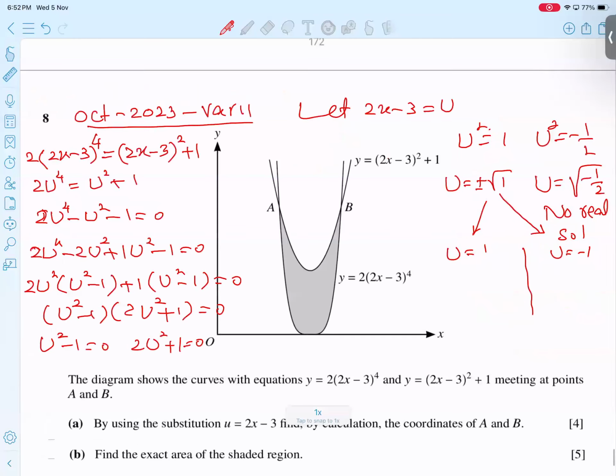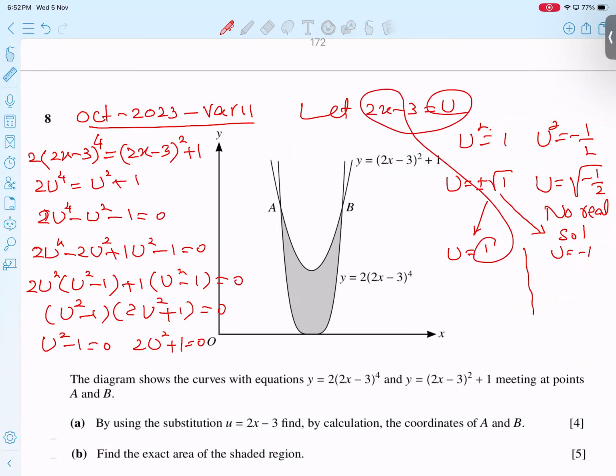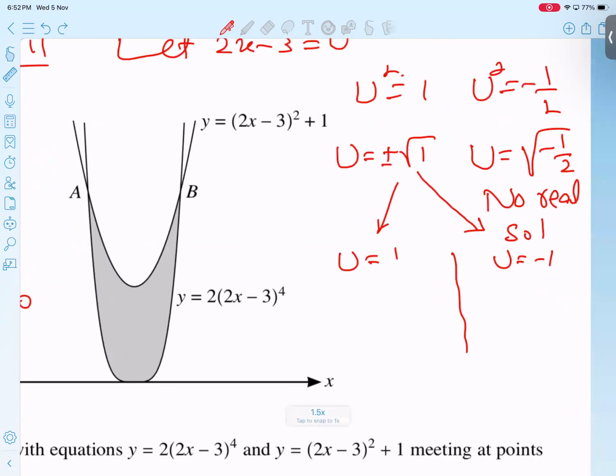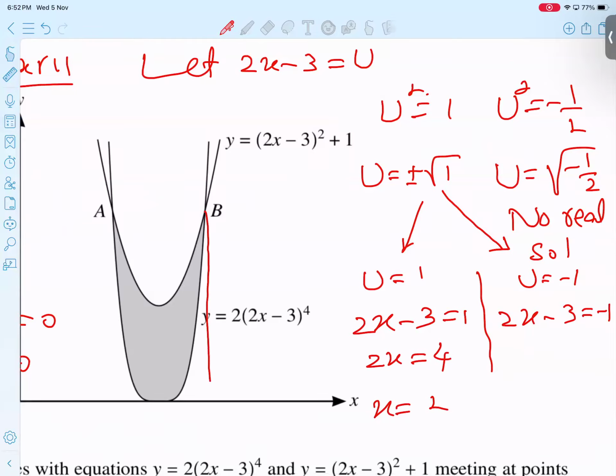Now, the game is not finished. Both values I will plug back into this equation to get x, because our main job is to get x. So when 1 comes in the place of u, I get 2x minus 3 is equal to 1 and 2x minus 3 is equal to minus 1. So 2x is equal to 4 and x becomes 2. So I can say upper limit is 2. Now what about this? 2x is equal to 2 and x becomes 1. So lower limit is 1.